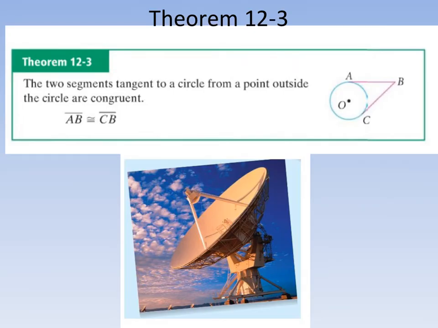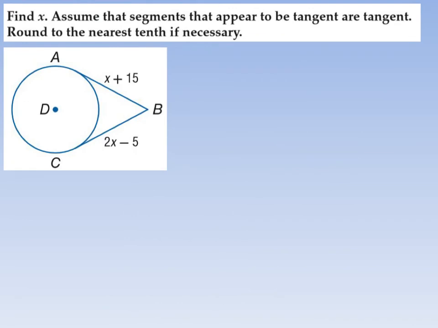Now the next theorem we have says that two segments tangent to a circle from a point outside the circle are congruent. So because these two lines are tangent, we can assume that those two segments are congruent. So in this type of problem, we are solving for x and assuming the segments are tangent. Now because there are two tangents that meet outside the circle, we can assume they're congruent. So I can set them equal.